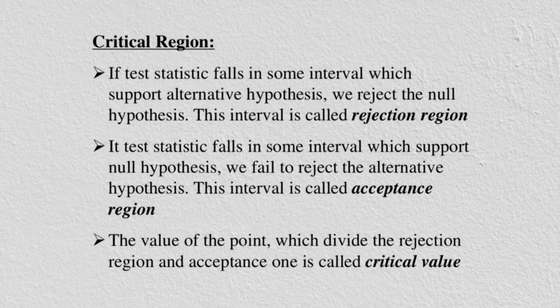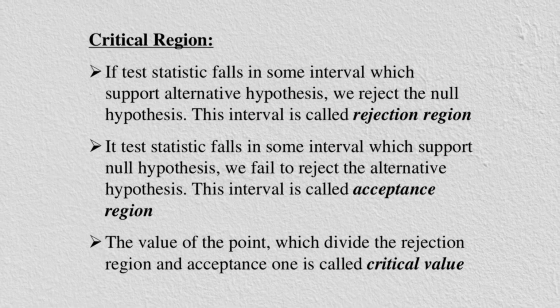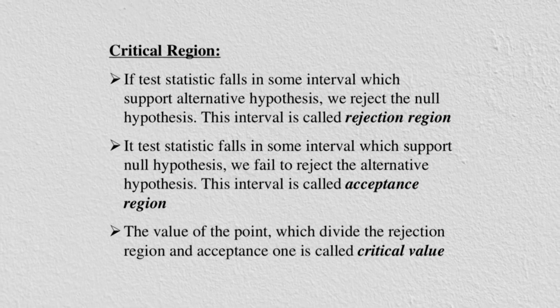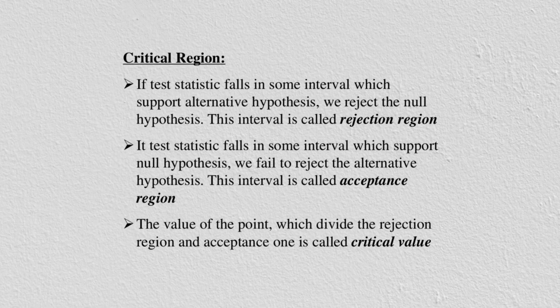The interval is called the rejection region. All of this is called the critical region. If the test statistic falls in some interval which supports the null hypothesis, we fail to reject it. The interval is called the acceptance region. The value of the point which divides the rejection region and the acceptance region is called the critical value.